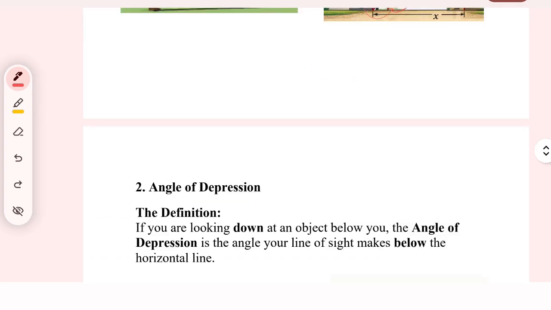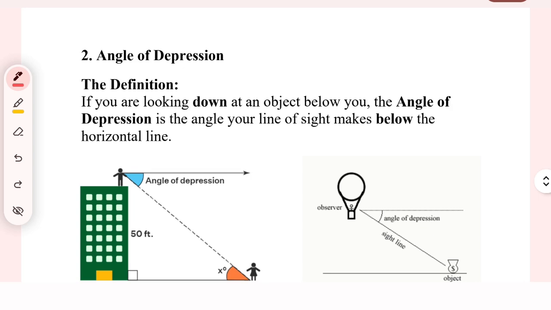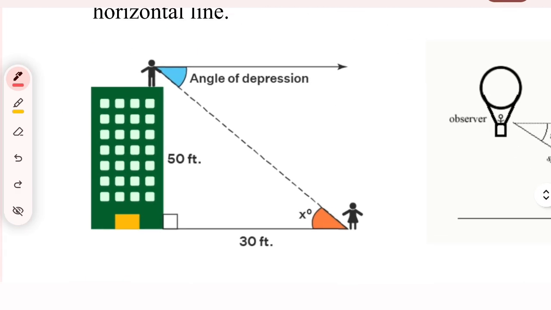And let's go to the next one, the angle of depression. If you are looking down at an object below you, or below your line of sight, then that is the angle of depression. All right, let's have an example here. So here's you at the top of the building. All right, this is your horizontal line of sight. And if you look down, this angle is the angle of depression.